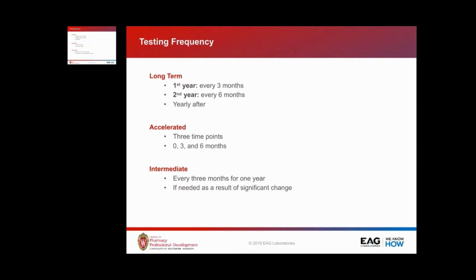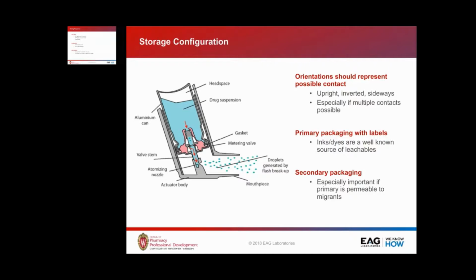One important thing that does come up is configuration. Leachables can be directly impacted by the storage configuration of your product. And it's pretty simple to envision why by just looking at a typical metered dose inhaler. If we look at this, the drug is usually a suspension or a solution in an aluminum canister, but then it comes in contact with a gasket, metering valve, and valve stem. As you can imagine, if it's stored in this position as shown on the screen, the solution is coming in direct contact with the gasket and the metering valve, so you can have direct interaction there.